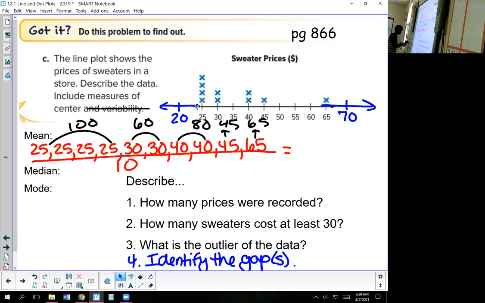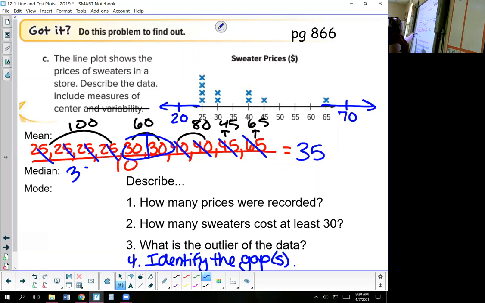Median, mode. Find the real number. Look at that. So, answer for the first one. The mean was 35, right? Median was what? Exactly 30? You got stuck between 30 and 30? Okay. Yep, 30 and 30 is 30. Mode is 25. Okay, how many prices were recorded? All of them added up to 10, right? We already knew, divided by 10.